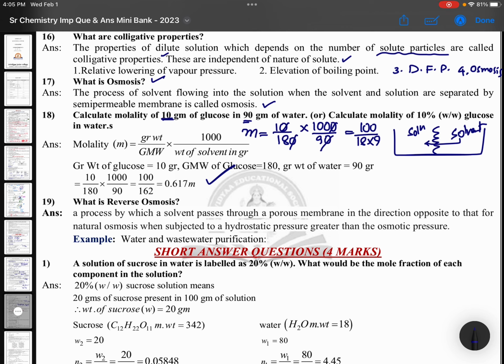What is reverse osmosis? आपके घर में when you look at the water purifier in the kitchen, इसके ऊपर रहता है RO system. That is reverse osmosis, a process by which a solvent passes through a porous membrane in the direction opposite to that for natural osmosis when subjected to a hydrostatic pressure greater than the osmotic pressure. सोचो ऑस्मोटिक प्रेशर 1 atm है, अगर आप 1.2 atm करेंगे तो रिवर्स जाता है. इधर हम लिखे थे ना, सॉल्वेंट इज मूविंग इनटू सॉल्यूशन.